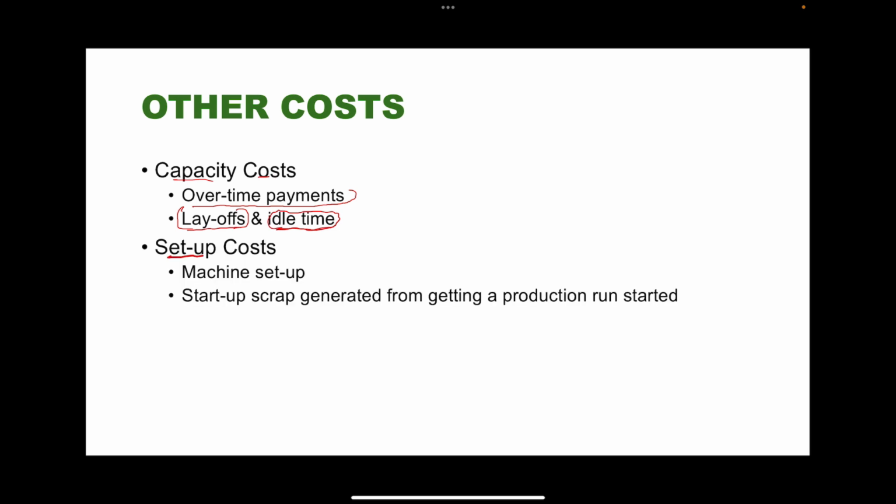Then you have the setup cost. That is, there is a cost associated to set up a machine. And you have the startup scrap generated from getting a production run started. Whenever you start a production, there is a scrap associated with it. That is also a cost that comes under setup cost. And then you have the overstocking cost also.